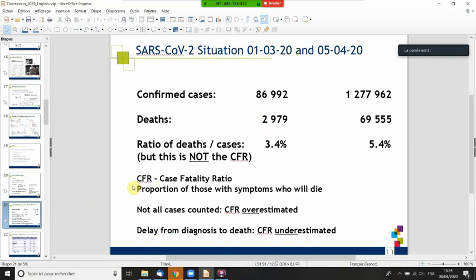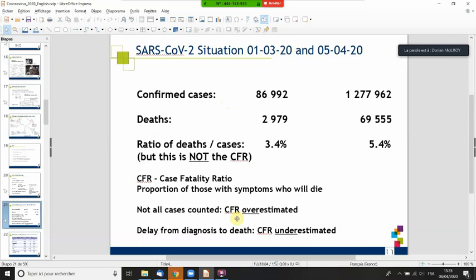Now, when an epidemic is developing, it's not really easy to determine this case fatality ratio. For example, if you've got a lot of cases and a lot of people presenting at the hospital, people with mild symptoms, you might not count them. So you're not necessarily counting all the cases, and then you'll have an overestimate of the case fatality ratio. Or if you can't test everybody who's got symptoms, so you can't confirm whether this is due to SARS-CoV-2, the confirmed cases number could be too low, and then you're going to overestimate the CFR.